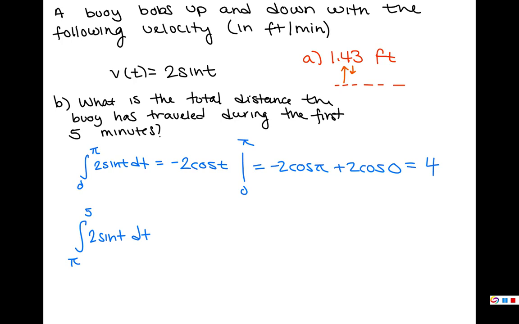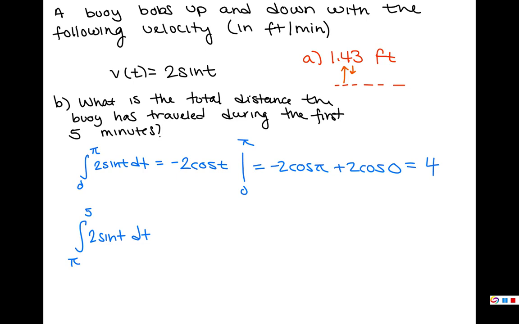All right, so from 0 to pi, same antiderivative. The antiderivative of 2 sine t is still negative 2 cosine t. Now I'm going to plug in pi, plug in 0, and subtract them, and I ended up getting 4. So this is telling me the object went 4 feet up.